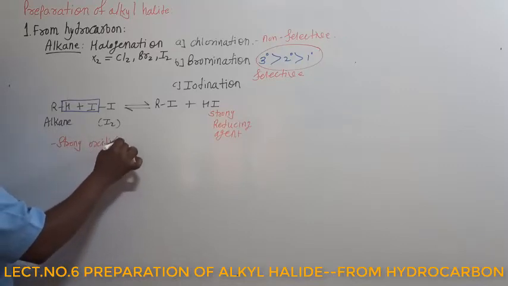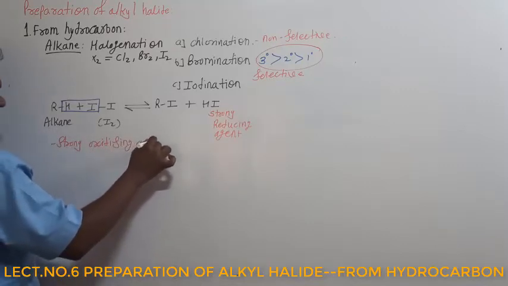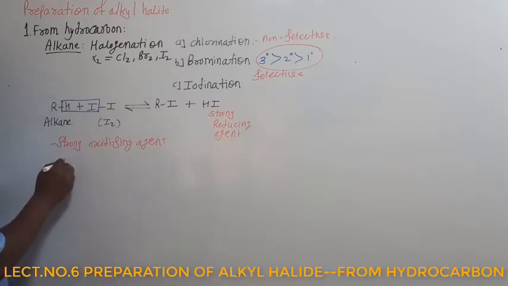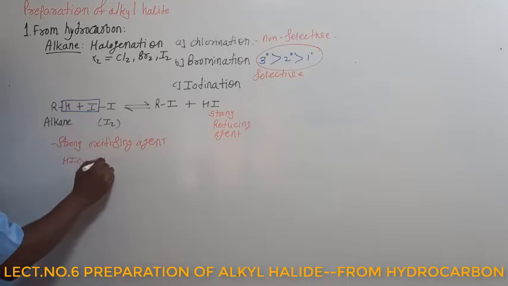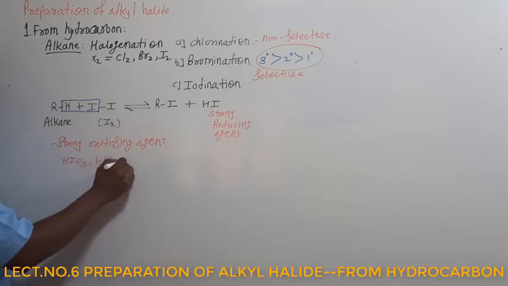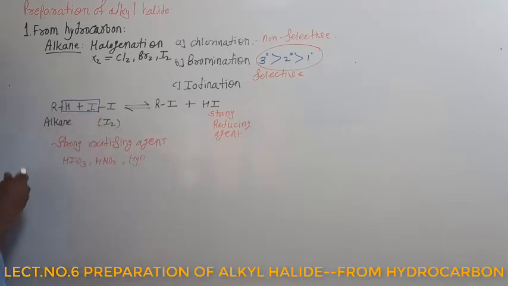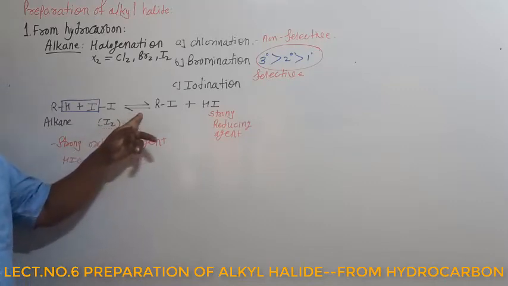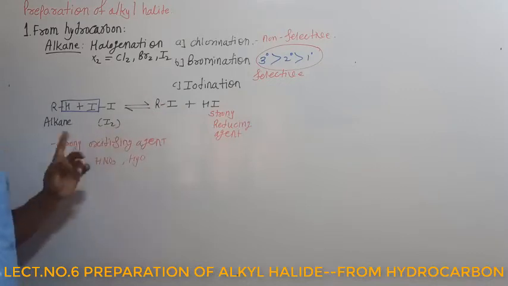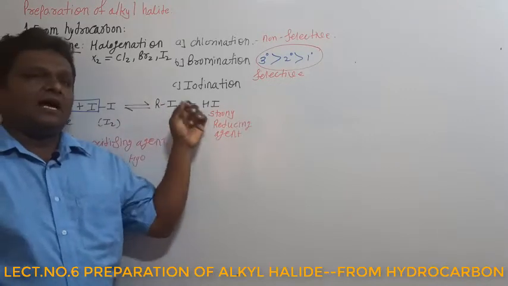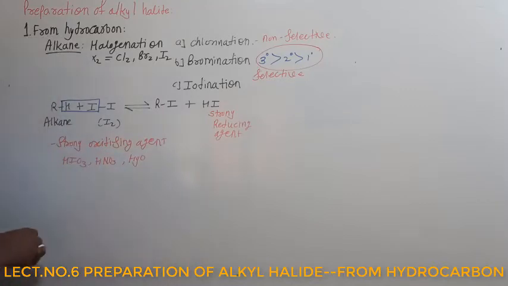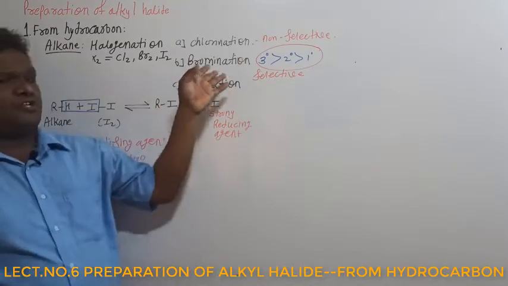We are going to mix a strong oxidizing agent in this reaction. For example, you can mix HIO3, you can mix HNO3, or you can mix HgO also. What happens is we take this strong oxidizing agent, the HI is completely consumed by the strong oxidizing agent, and we are getting what? Alkyl iodide. Examples, again the same thing you are seeing in the chlorination, bromination.